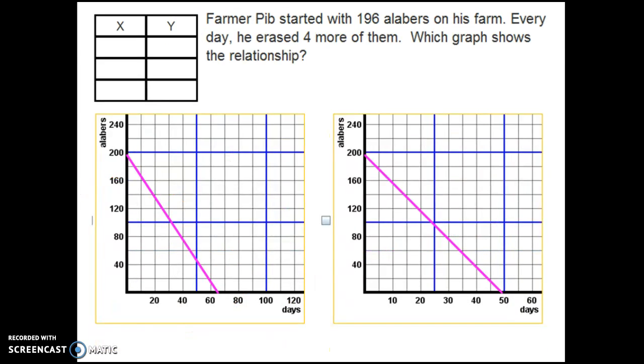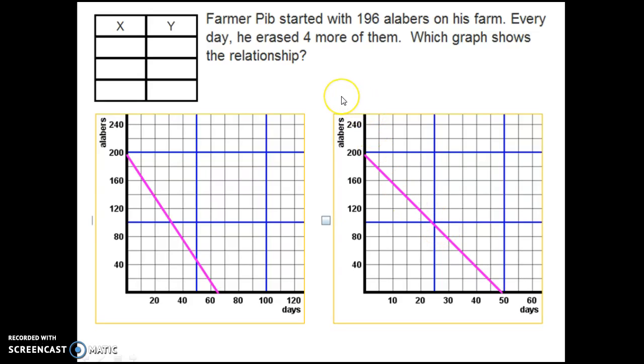A similar situation here. Farmer Pip started with 196 alibers on his farm. Every day, he erased 4 more of them. Which graph shows the relationship? Notice first that Farmer Pip is erasing alibers each day. So we know that we should be going down because as the days go on, we should have fewer and fewer alibers. So both of these graphs have lines that are going downward.